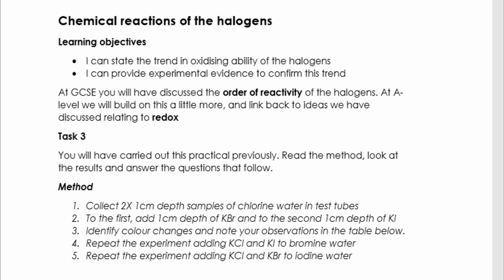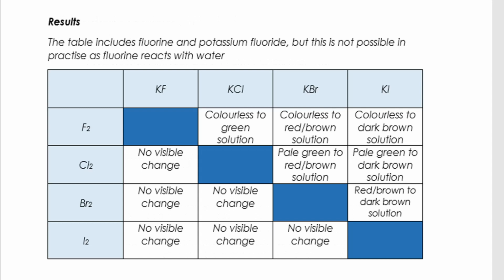And if it's still sounding familiar but a bit vague, I'm going to move to the results table now that might help you to remember it. And this is what you would probably have drawn out or filled in. And we can see that when I add F2 to KCl, my colourless solution goes green. When I add bromine to potassium iodide, my red-brown solution goes to a dark brown solution. And so we're starting with the colour of the halogen. Chlorine, for example, with KBr, starts pale green, the colour of chlorine. It ends up red-brown, the colour of bromine. And that's going to be important when we start to consider the chemical reactions.